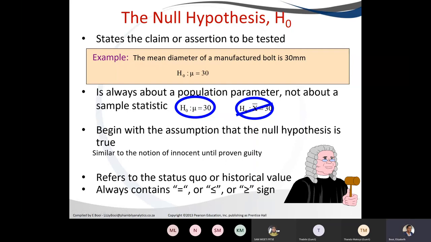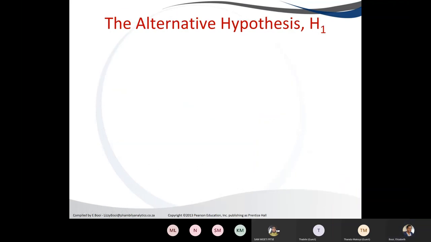So if this is what the researcher wants to prove, then there should be an alternative to this. And we call it the alternative hypothesis, and it has a subscript one. In some cases, they might put an A there to show you that this is an alternative hypothesis to the null hypothesis.